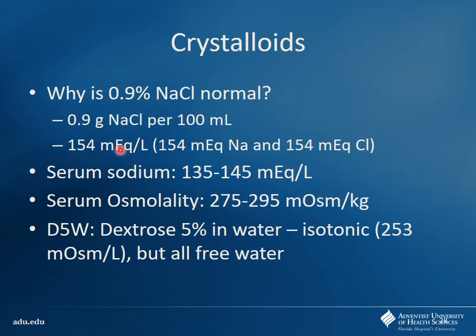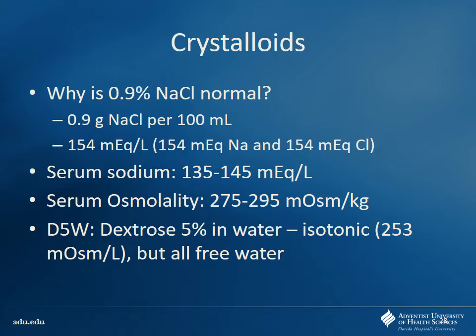Okay. I mentioned this, so it just gives you the idea. When I say 0.9%, it basically means 0.9 grams of sodium chloride per 100 mLs. If you figure that out, you can see how it's very close to the serum osmolality of normal blood, right? Now keep in mind that dextrose, if I were to give D5W, which is typically a normal concentration of dextrose we would give in IV fluids, even though it's isotonic, with 253 milliosmoles per liter, so it's close enough, it's what we call all free water. What do you think free water means?